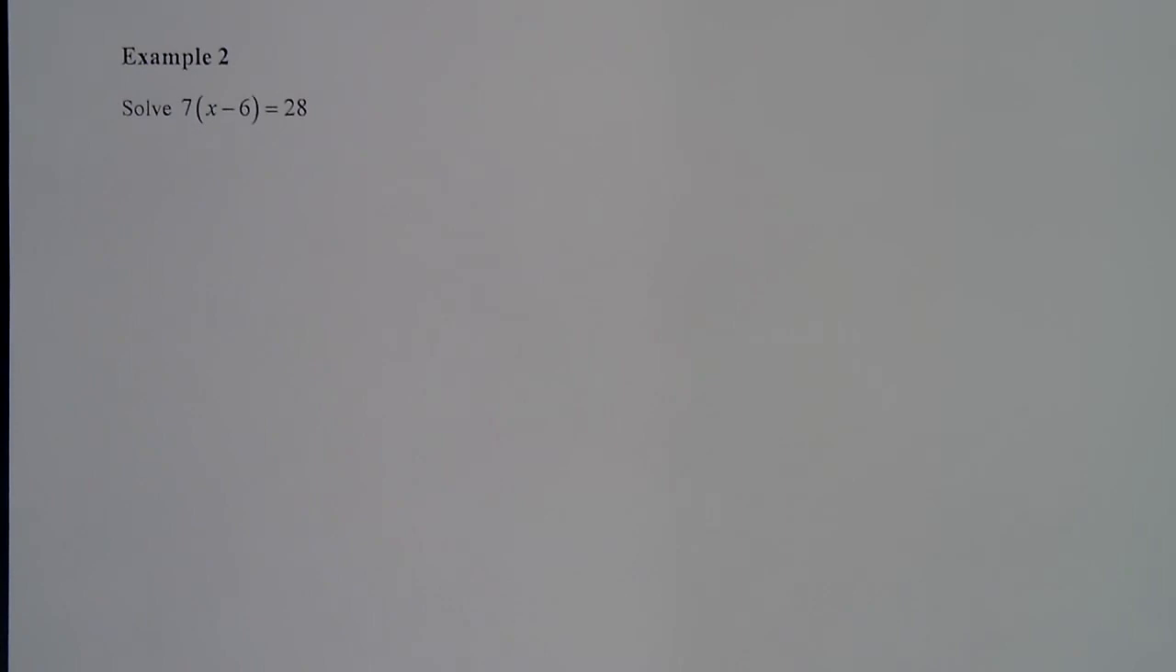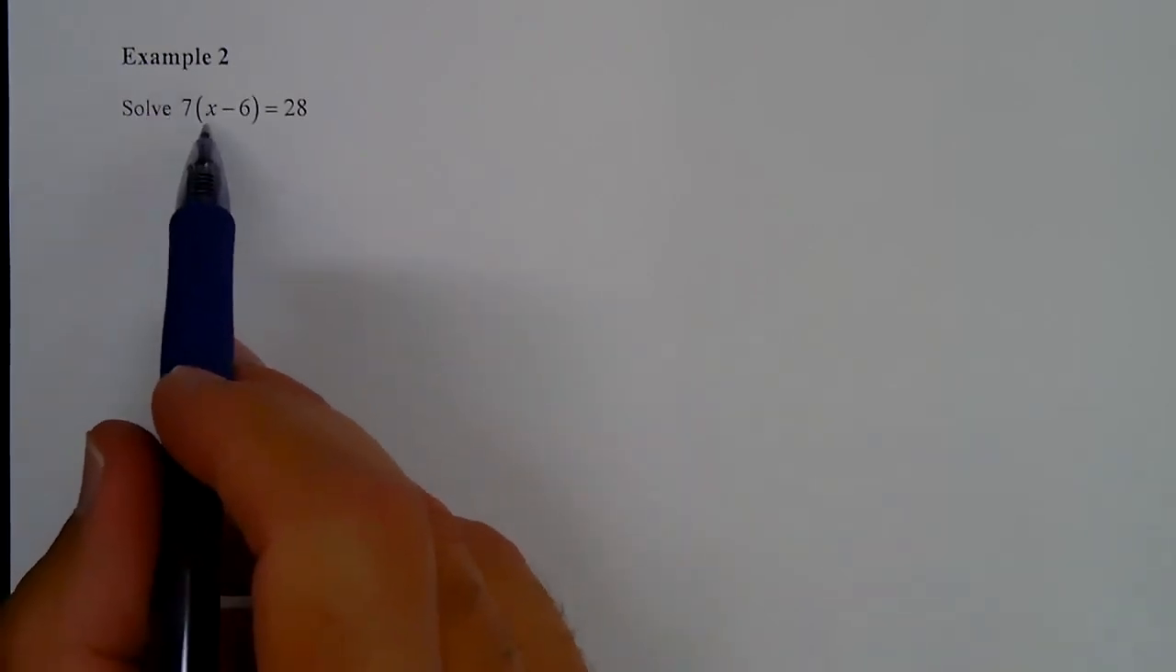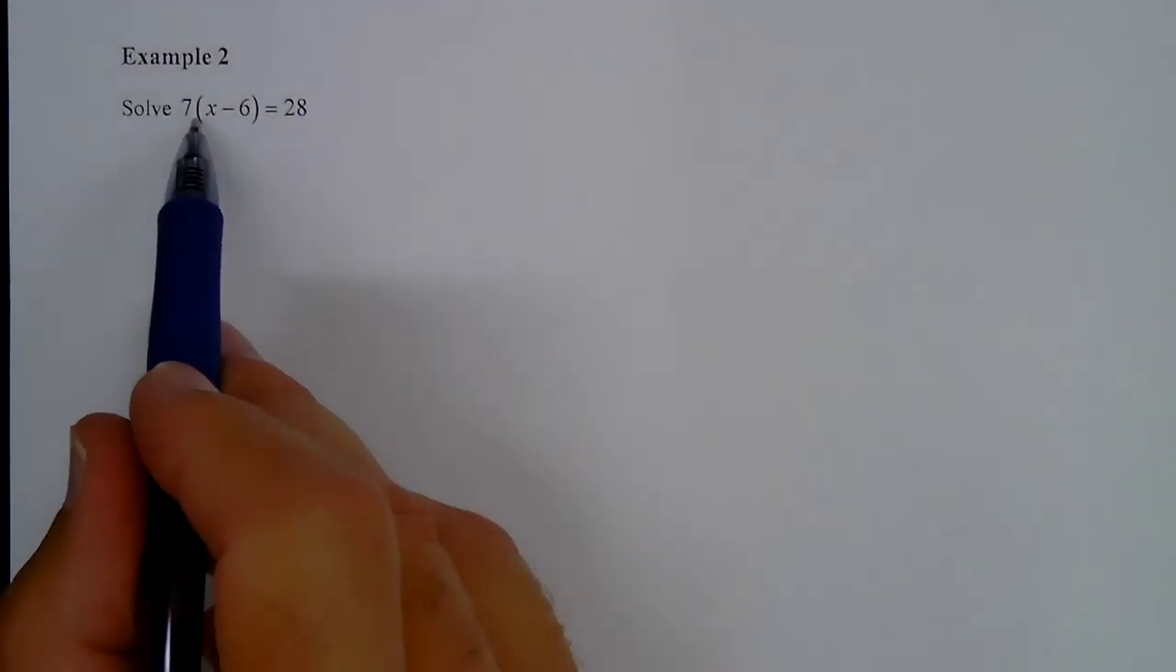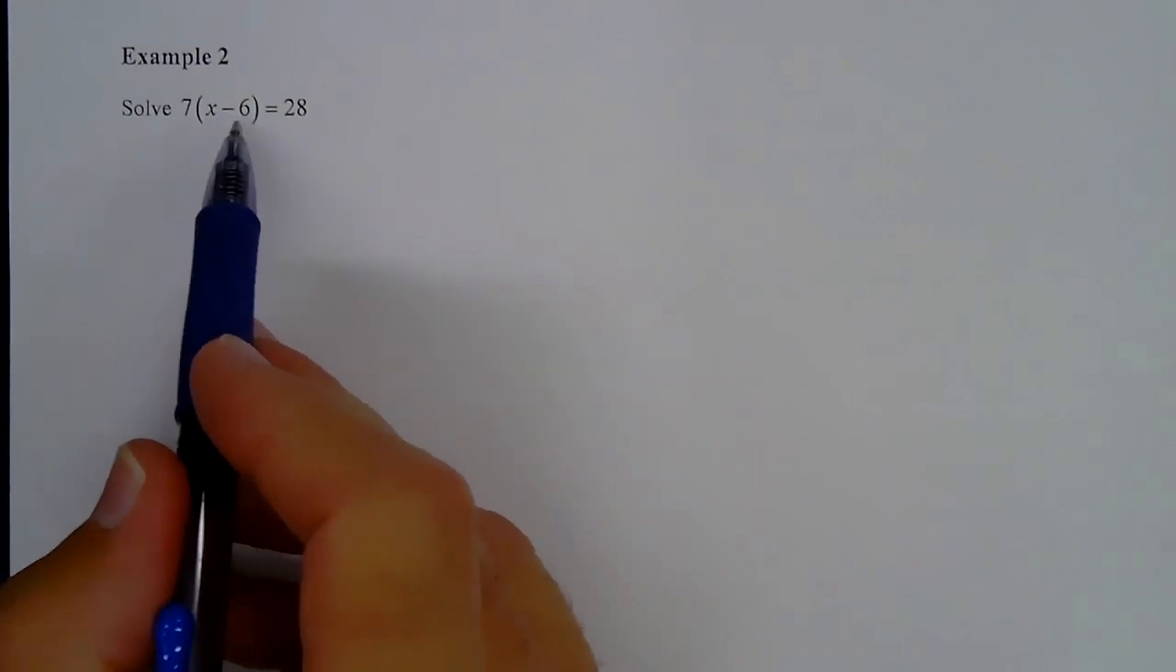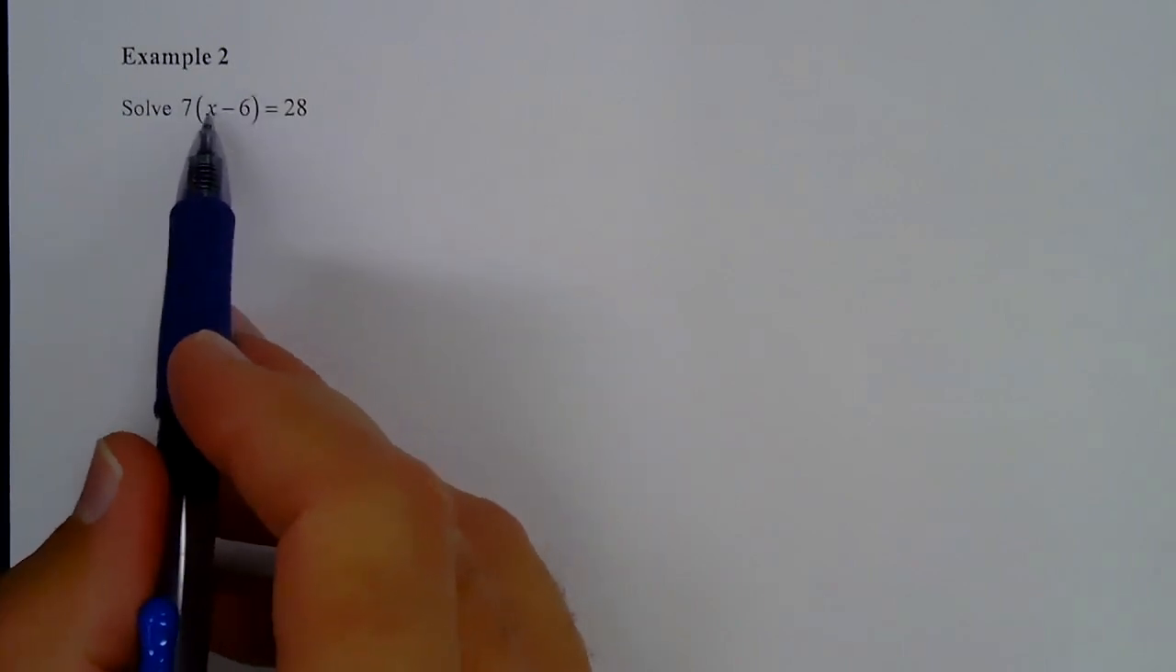So this next problem, we have 7 times a quantity, and this means multiplication. We have a number next to parentheses. You should know that, okay? And this is a difference in the parentheses. It's not just one thing. So what we have to do is distribute the 7.